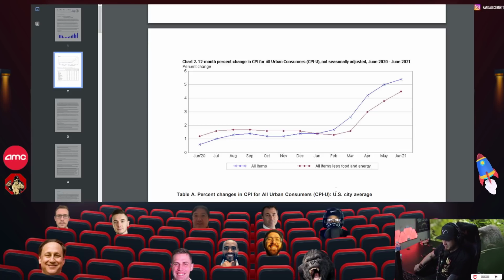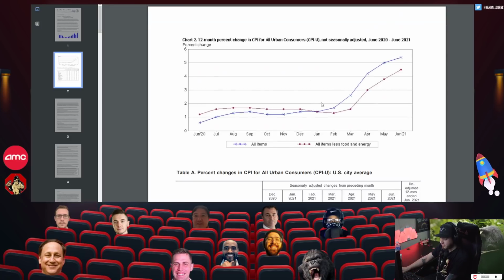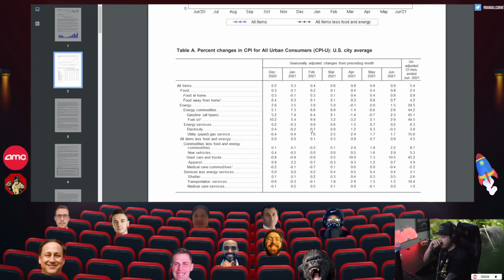This is absolutely mind-blowing to me, right? And so let's look at this graph here. So a percent change in CPI for all urban consumers. Okay, so if we're looking at food, your food's gotten a little bit more expensive. I'm sure if you've been to the market, you notice beef and chicken and everything's gone up. So in December of 2020, it was 0.3. Fast forward all the way to June, we're at 0.8.